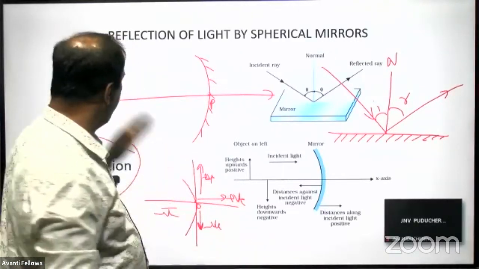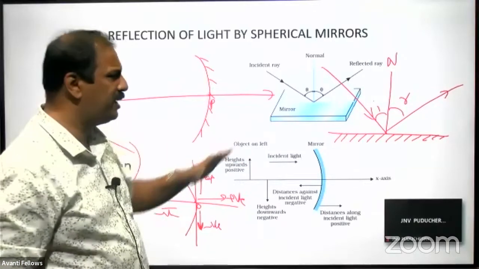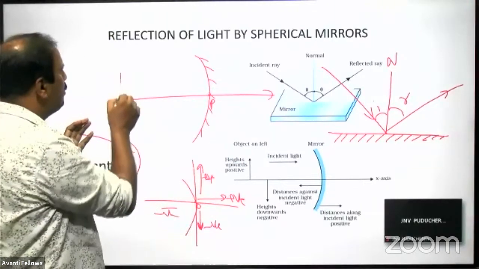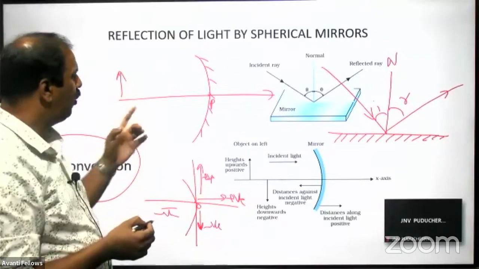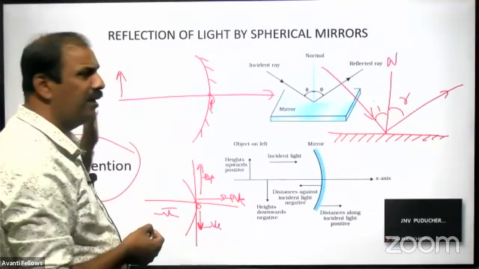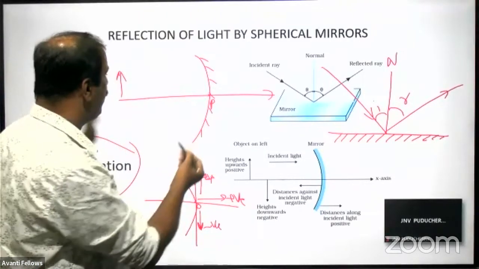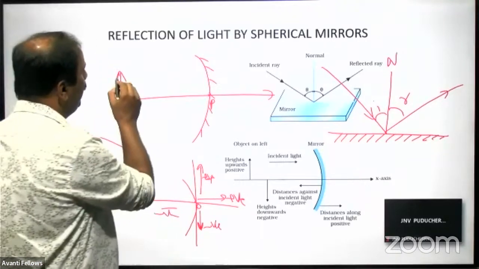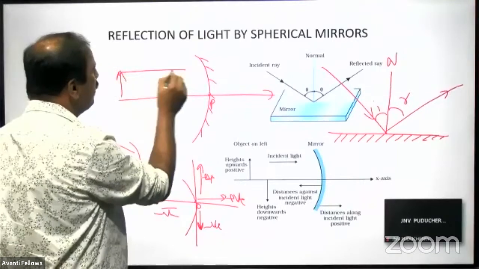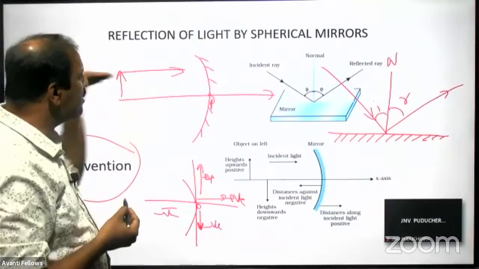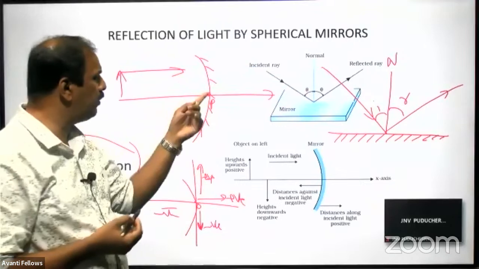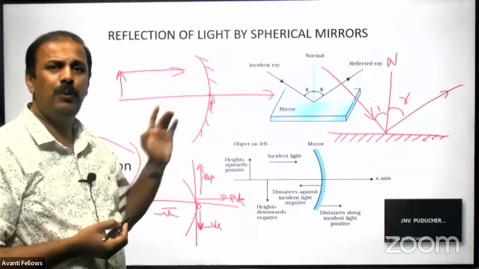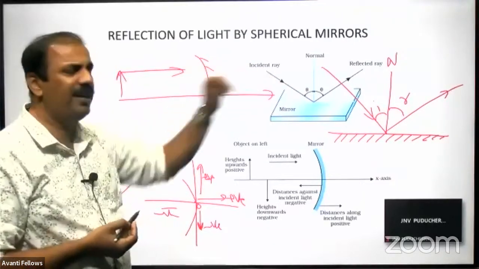The actual thing is, when light is moving from this side to that side, we will always keep the object at this side. That is, the object will be toward the left from here. When we are facing toward that side, toward the left, we will keep the object here. And the incident ray is going this way. So the direction of the incident ray is taken as positive. Okay, it's not from here to there like that. The direction of the incident ray is positive.